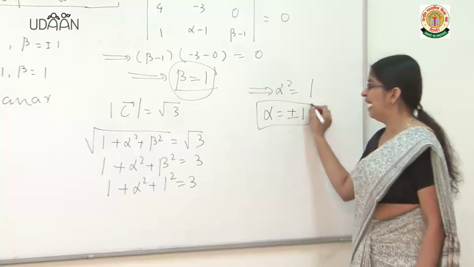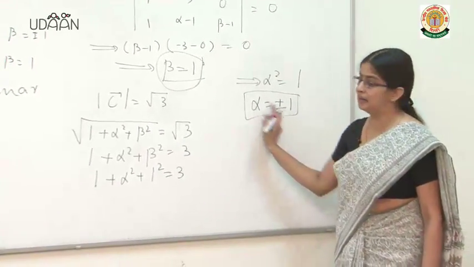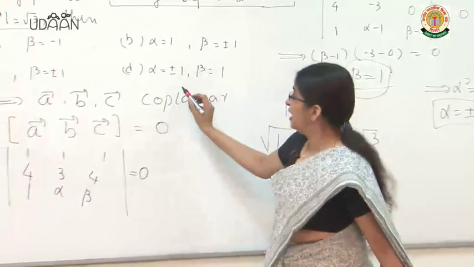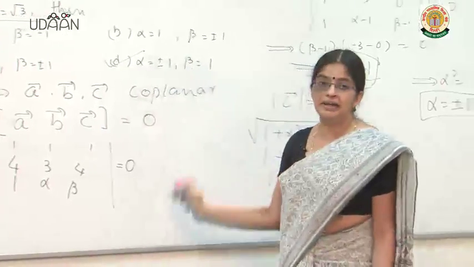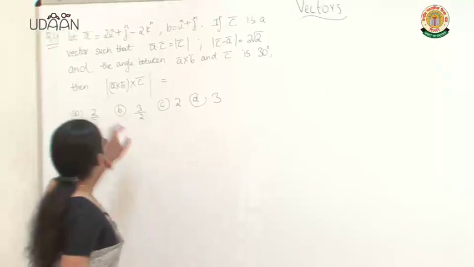So, now we have the values of alpha and beta. Alpha is plus or minus 1 and beta is 1. Which option is matching? Alpha equal to plus or minus 1 and beta is 1. Option D is correct. Let us proceed to the next question now.